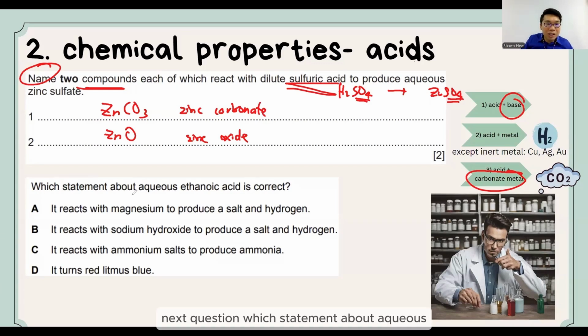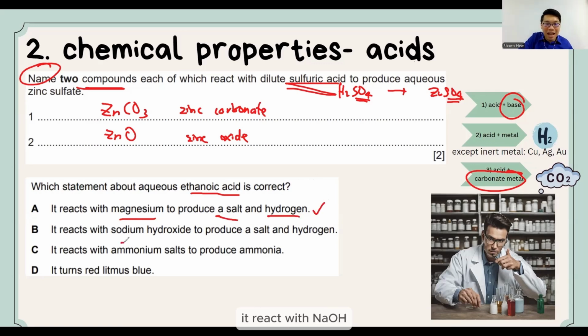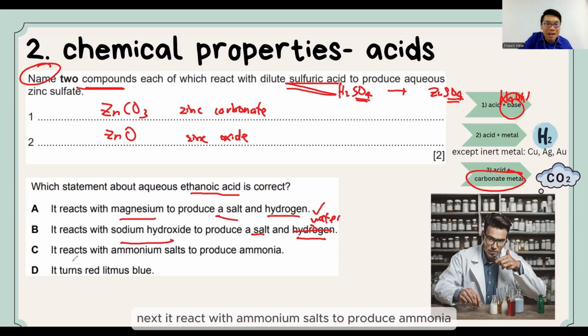Next question. Which statement about aqueous ethanoic acid is correct? It reacts with magnesium. Acid reacting with metal can produce salt and hydrogen, so this is correct. It reacts with NaOH to produce salt and hydrogen? NaOH is a base, so it will form salt and water. Next, it reacts with ammonium salts to produce ammonia.